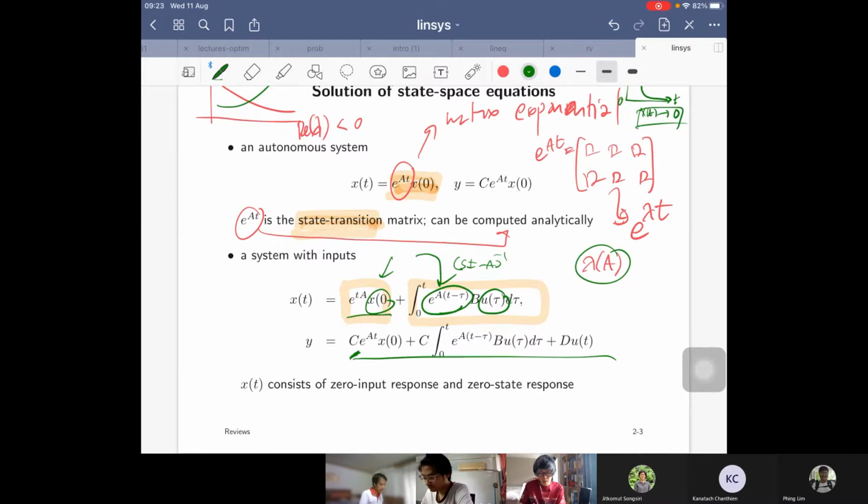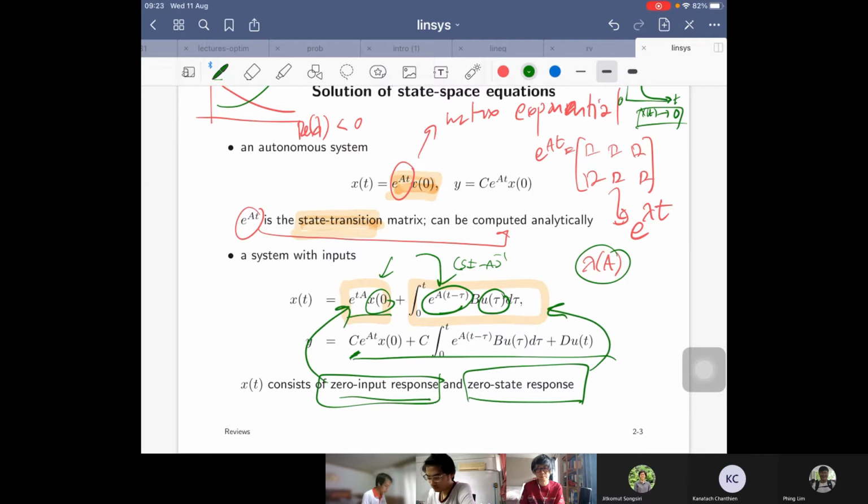The main point is that your state variable response has the zero input response and zero state response. Which one is which? Zero state response is this one. Zero input response is this one. It's called zero input response because it's a response in the condition that there is no input. It is called zero state response because this is the part you would see when the initial state is 0.